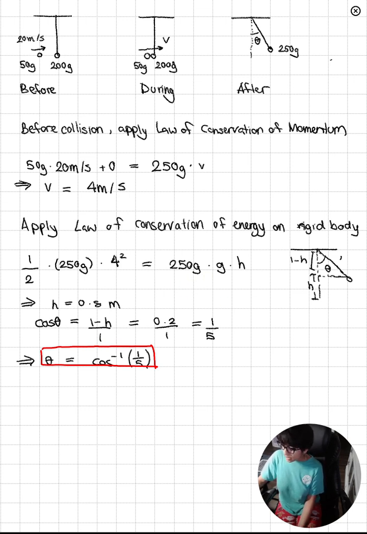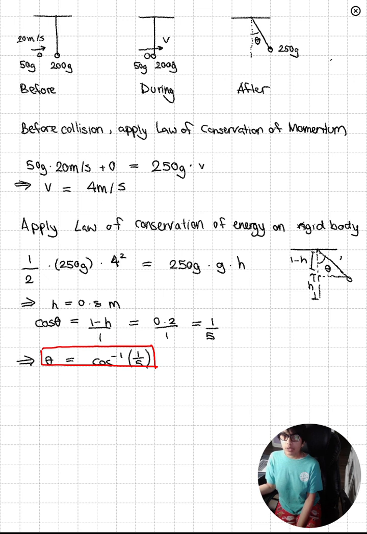If the height is equal to 0.8 meters, then to find the angle, the cosine of the angle should be equal to 1 minus h over L. So cosine theta equals 1 minus h over 1, but since h is already given as 0.8 meters from the law of conservation of energy, we can find that cosine theta is 1/5, and theta is the cosine inverse of 1/5, giving us the answer.